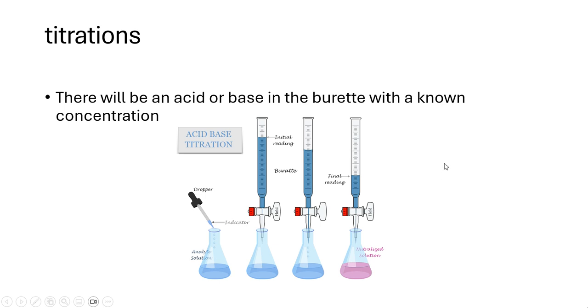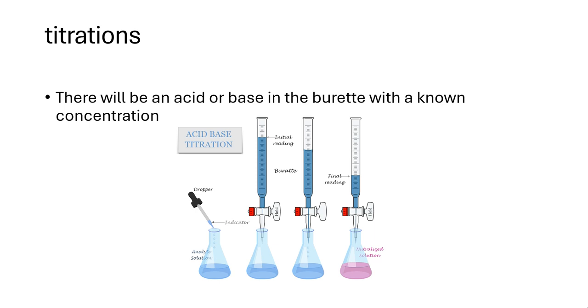Titrations. There will be an acid or base in the burette. This thing here is called a burette. The reason you use a burette and not a pipette is that you can add variable amounts. You can twist this and decide how much you're going to add each time, whereas with a pipette, you squeeze it and it's a constant amount coming out every time. There's a low degree of accuracy there.